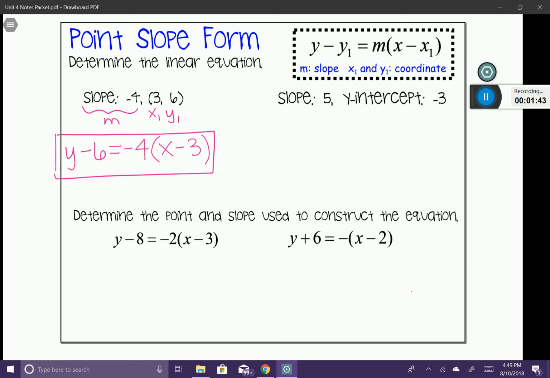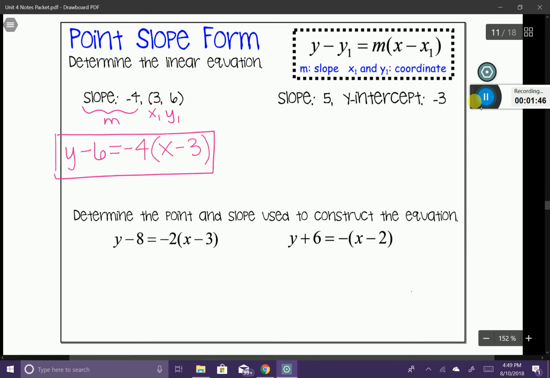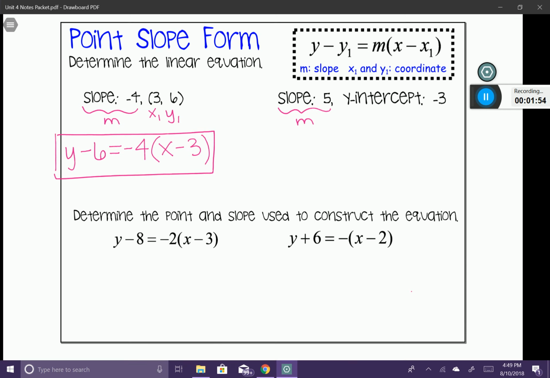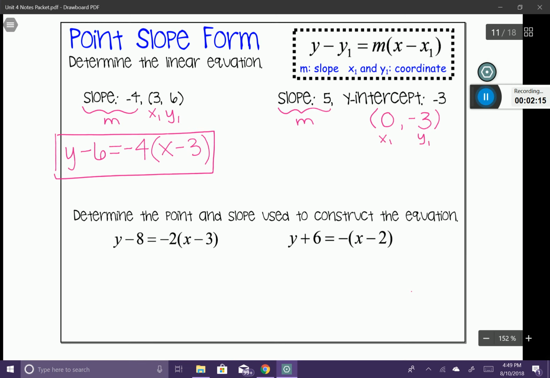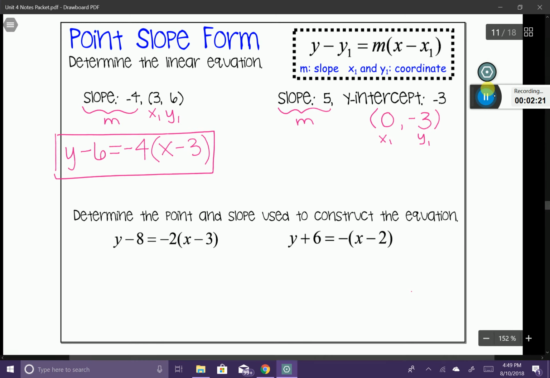All right, let's go ahead and try another one. This time we're given a slope of 5, so that's going to represent my variable m. And this time I'm not given a point necessarily, but I'm given the information that the y-intercept is -3. Using that information, I can detect that the y-intercept of -3 is indeed going to give me a coordinate, isn't it? It's going to give me the coordinate 0, -3, which is going to represent my x1, y1. So you had to dig a little bit deeper for that one to think about the point that they gave us. Let's put it into the formula now.